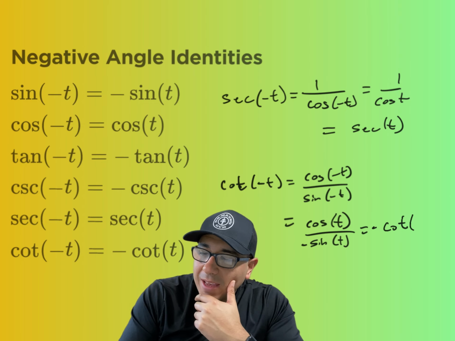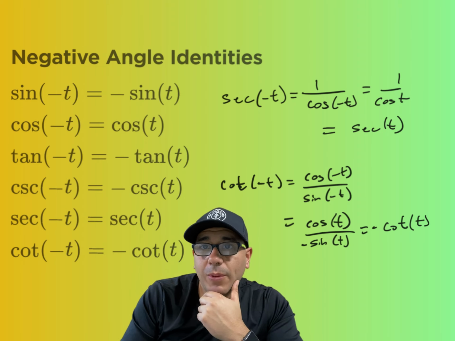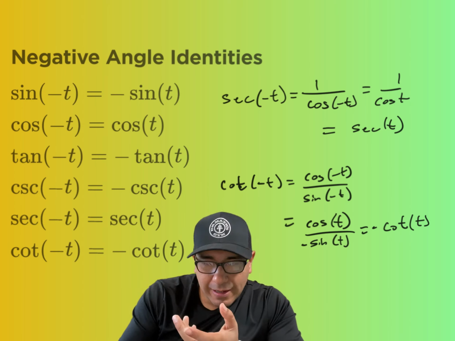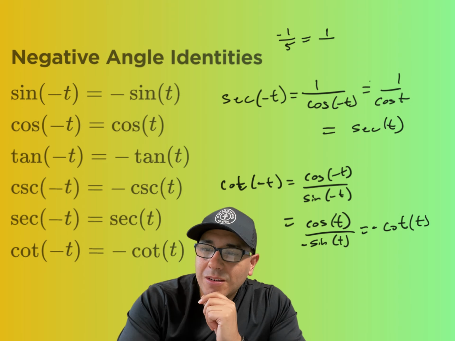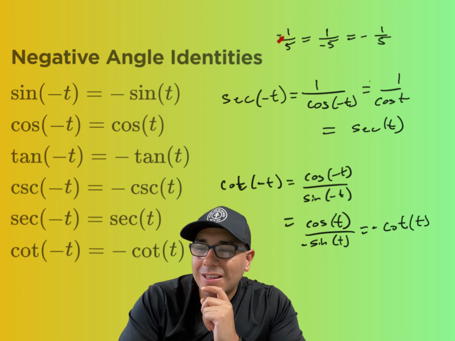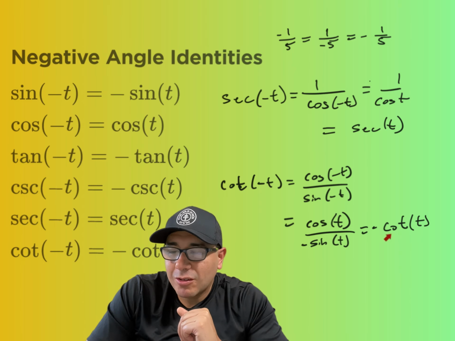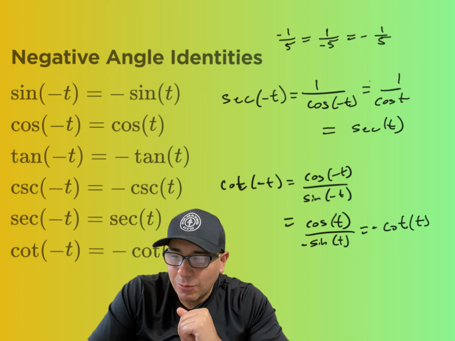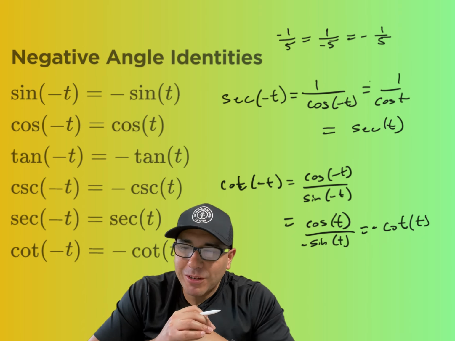And some of you might be asking the question, but the negative is in the denominator, Dr. Math. What do we do about that? Well, remember, as an example, if you have negative 1 divided by 5, that's the same thing as 1 divided by negative 5, which is the same thing as negative 1/5. So it doesn't matter where that negative sign is, as long as it's in there somewhere, right? So this is the same thing as cotangent divided by negative 1, which is negative cotangent of t, just in case you are confused about that.